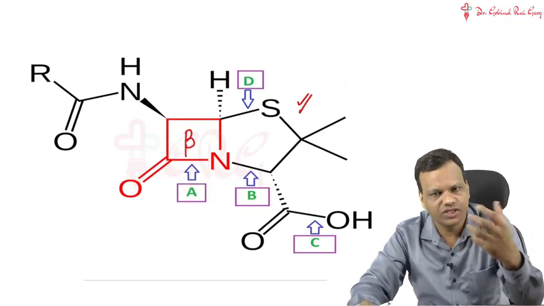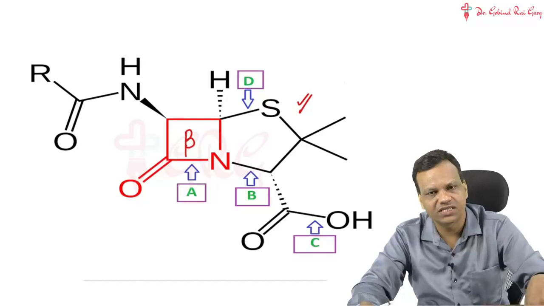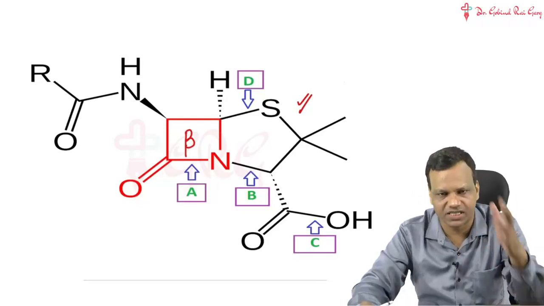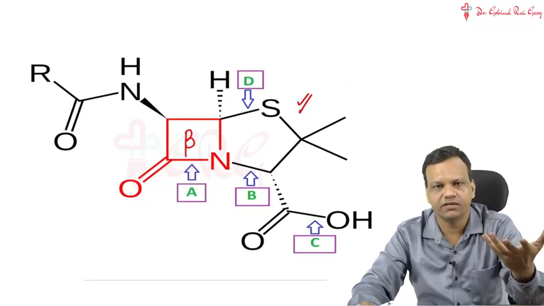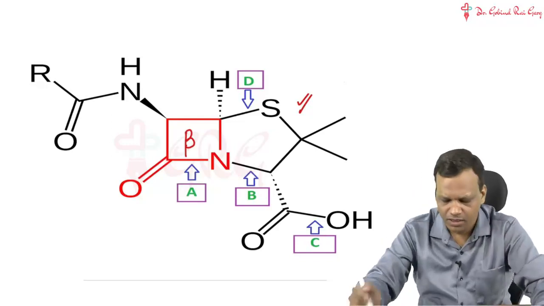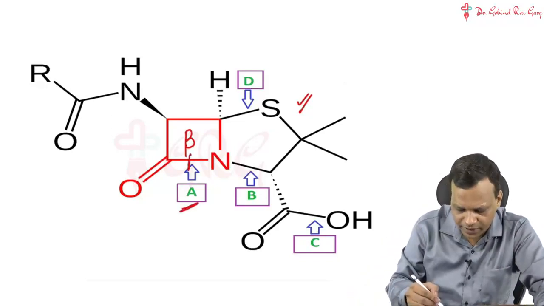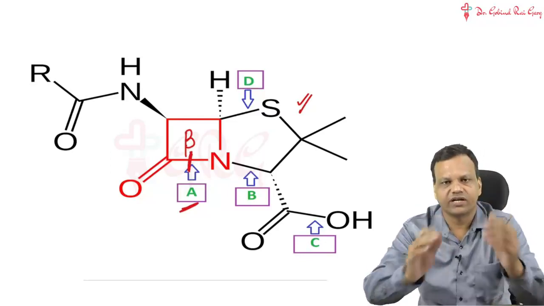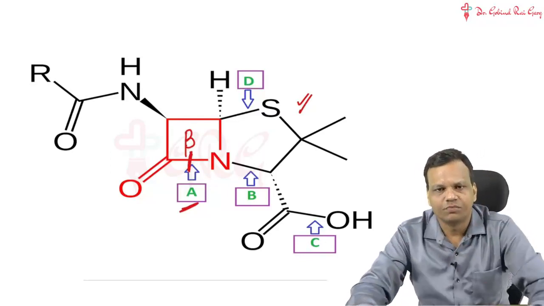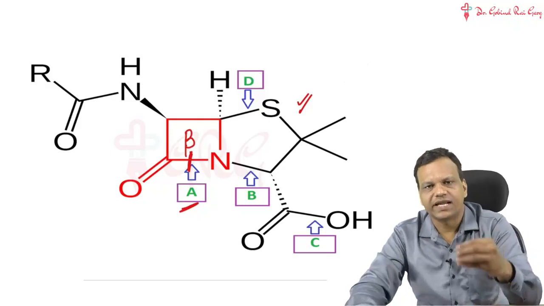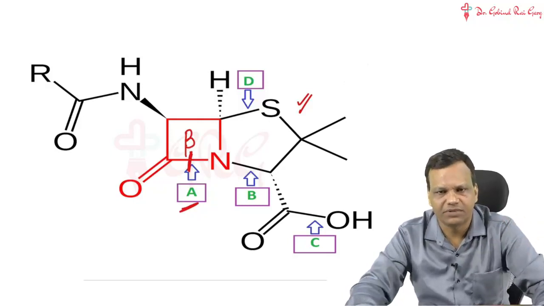Now tell me with your logic, if an enzyme is named beta lactamase, it should act on which ring? Obviously the beta lactam ring. So beta lactamase will be working at point A, between nitrogen and carbon. Simply remember that beta lactamase works on the beta lactam ring.